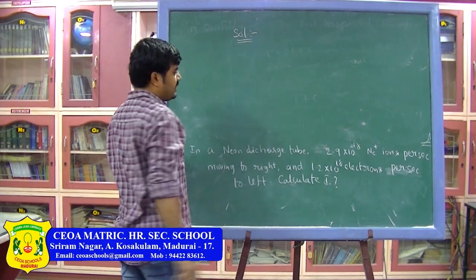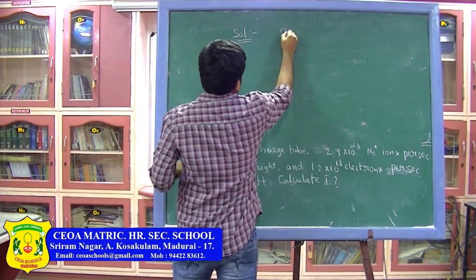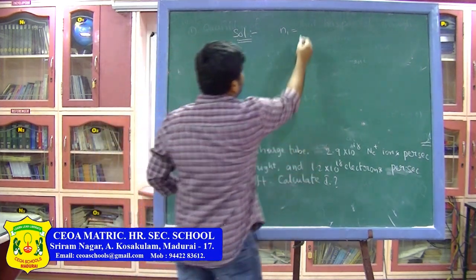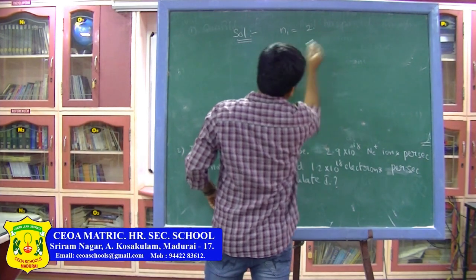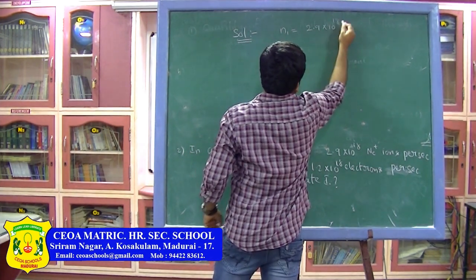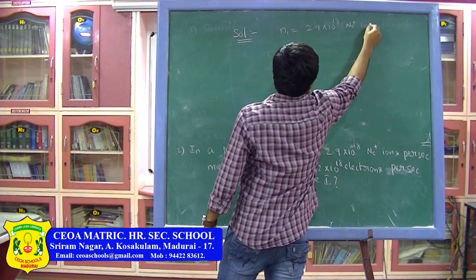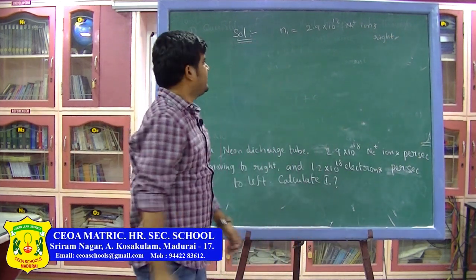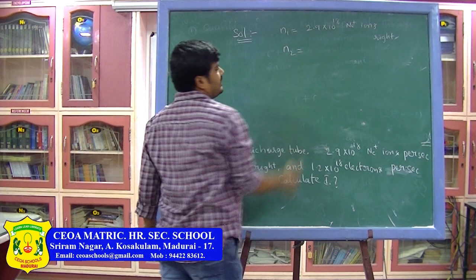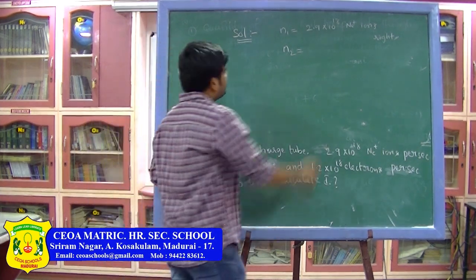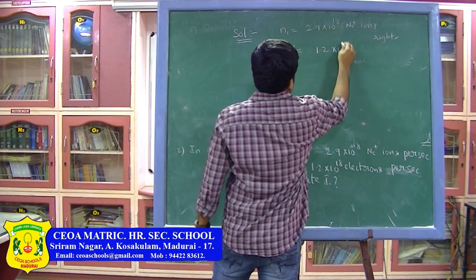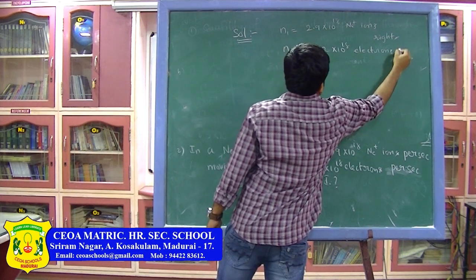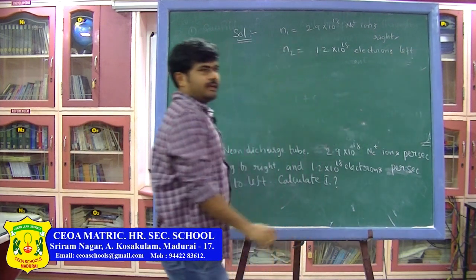Let us write the given data. The given data is n1, the number of positive charges moving per second to the right, which is 2.9 into 10 to the power of 18 neon plus ions moving to the right in 1 second. At the same time, n2, the number of electrons moving to the left in the discharge tube, is 1.2 into 10 to the power of 18 electrons to the left per second. So the time is 1 second.